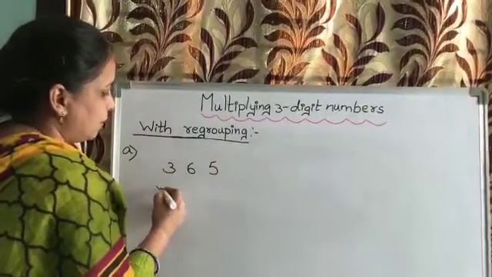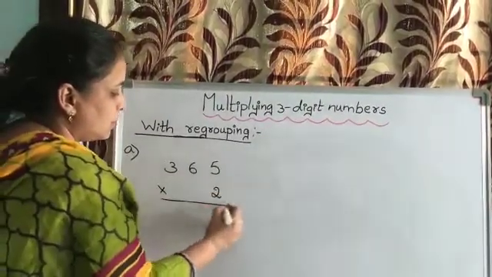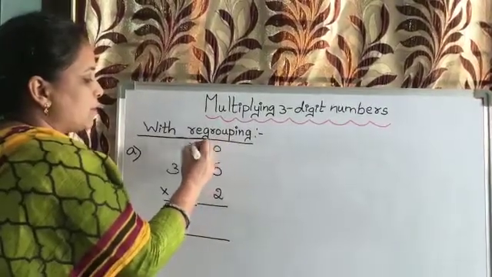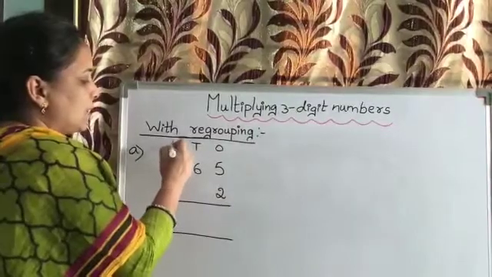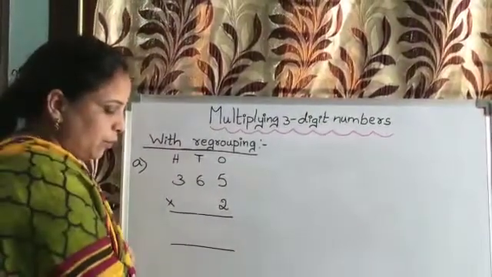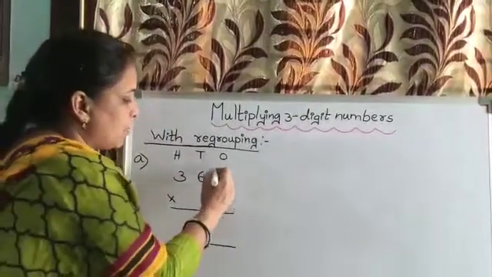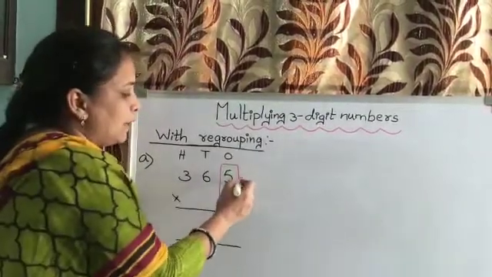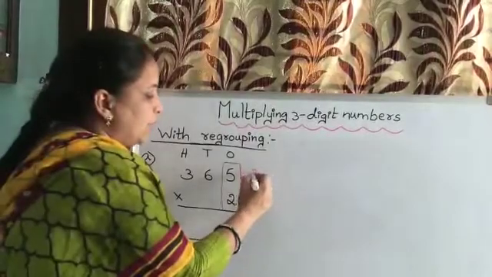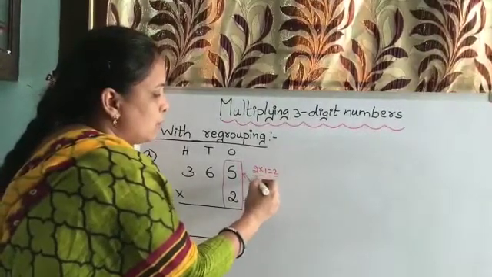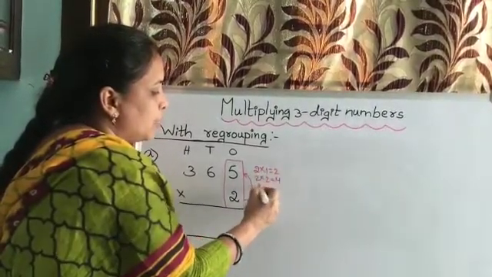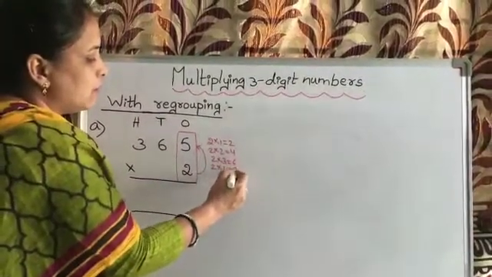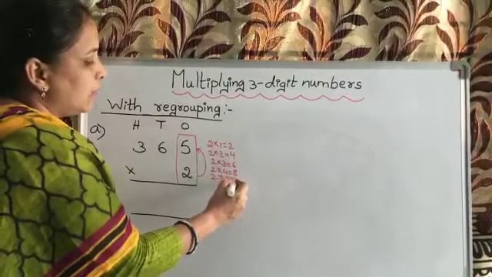365 multiplied with 2. So now I will write the place values. Ones place, tens place, hundreds place. Now we have to start our multiplication from ones place digit. That is, 2 should be multiplied with 5. Now write the 2 table, children. 2 1s are 2, 2 2s are 4, 2 3s are 6, 2 4s are 8, 2 5s are 10.